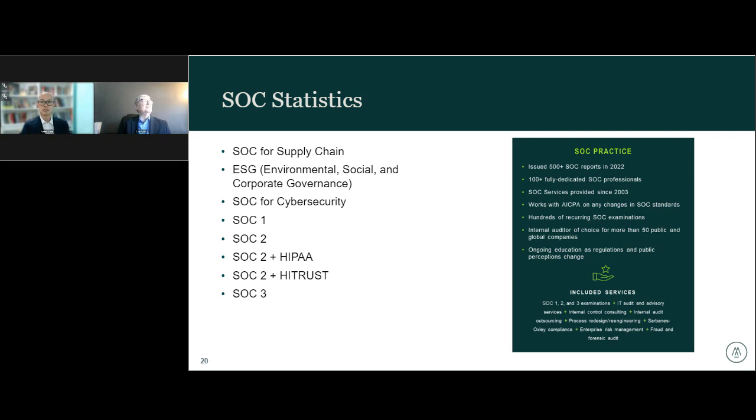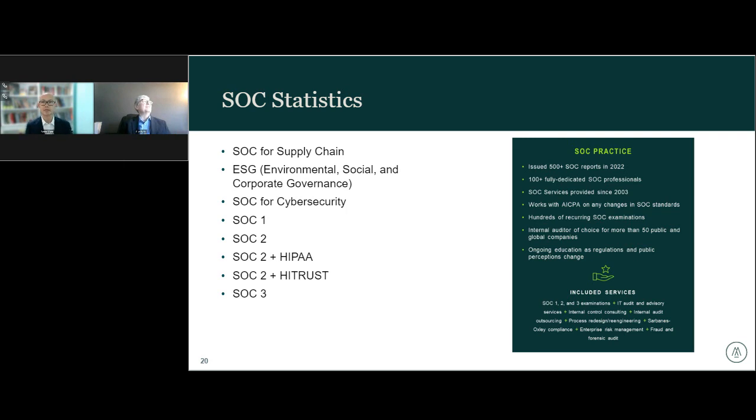We can use SOC reporting to help our clients indicate to their customers that they have addressed those areas and they have a framework and they're going to be able to be responsive for any information that their customers are going to ask for.